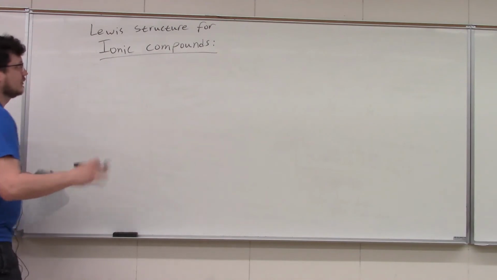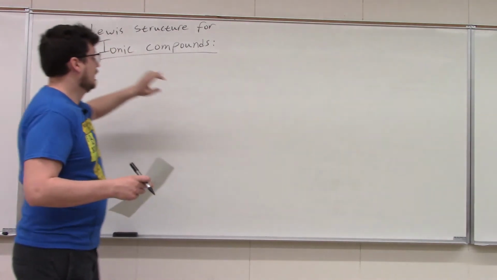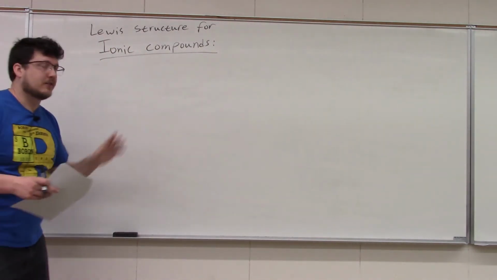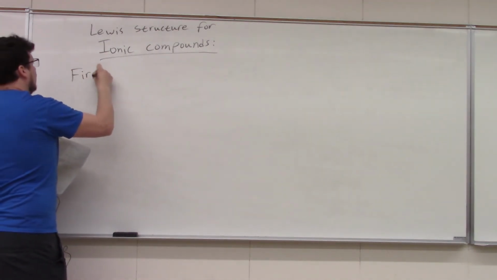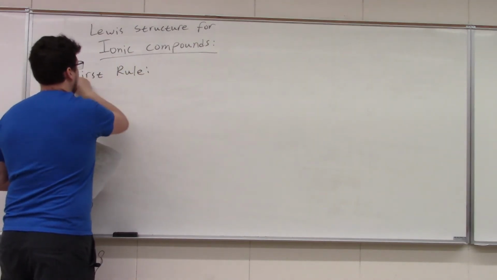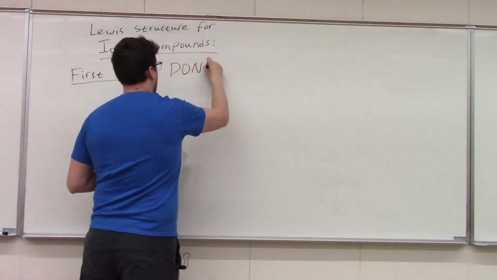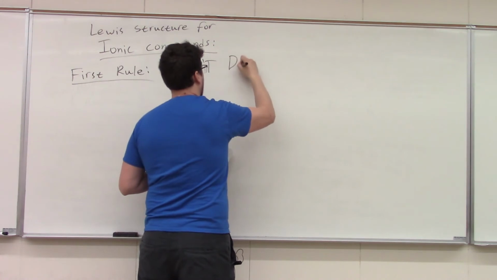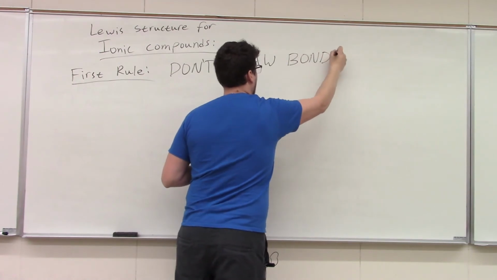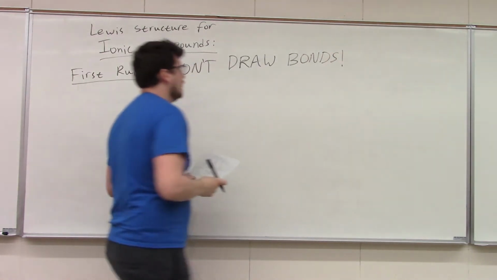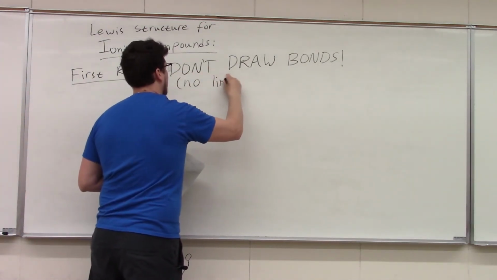All right, here's the first rule. Those lines represent the chemical bonds that we drew earlier. Those chemical bonds are shared electrons. Ionic compounds do not have shared electrons. So the first rule: do not draw bonds. Big capital letters, all capitals. Don't draw bonds. Don't do it. No lines. There is no sharing of electrons.